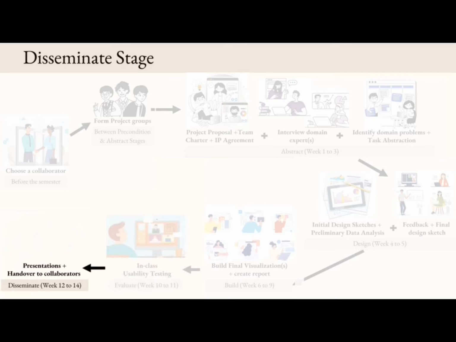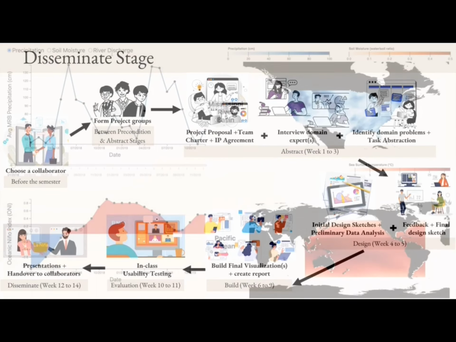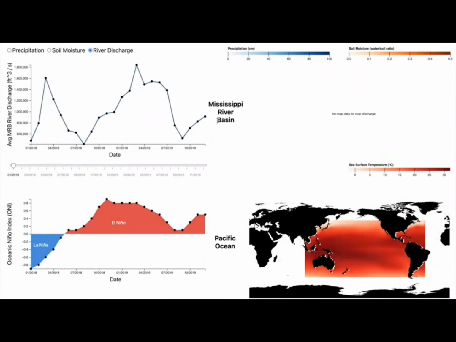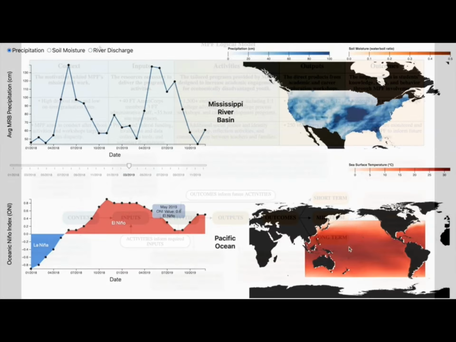And finally, in the dissemination stage, the students finalize their visualizations and present their projects in class and then hand over their final product to the corresponding collaborator. Now I will take a few seconds to share with you some live videos of the final visualizations created by the students in these online courses. Enjoy.